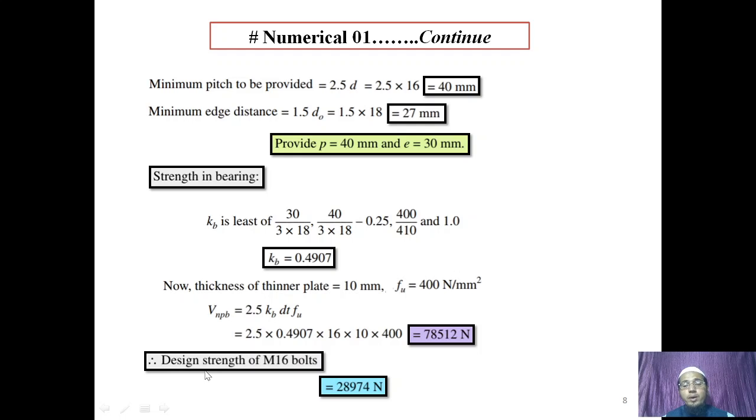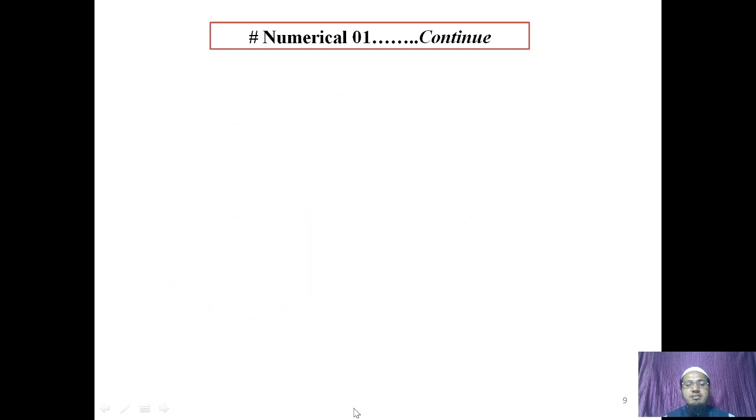Here, the design strength of the bolt, how do we find it? We know the bolt value. Bolt value is nothing but the least of the bearing and shearing strength. So here the least strength will be 28.974, that is in shearing. Hence the design strength of bolt will be 28.97 kilonewton.